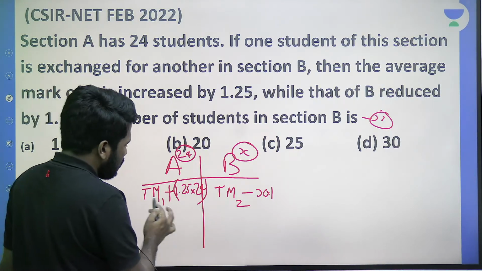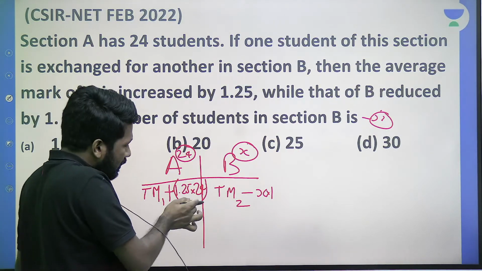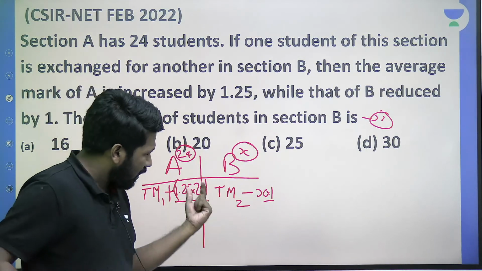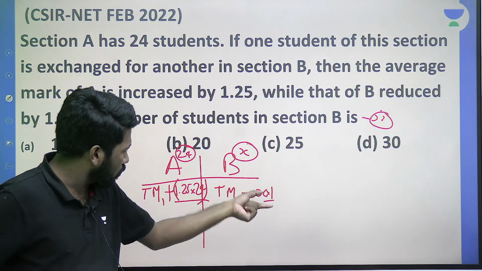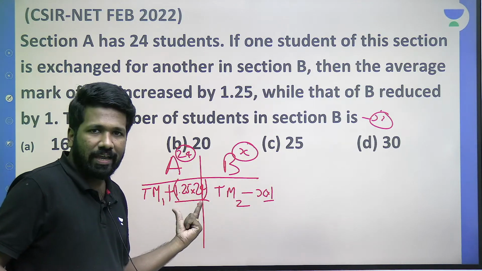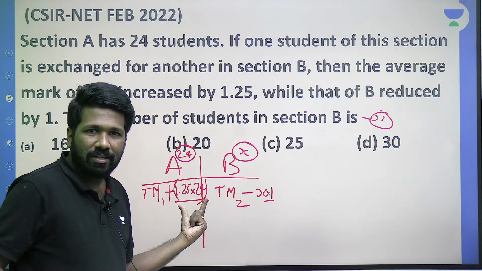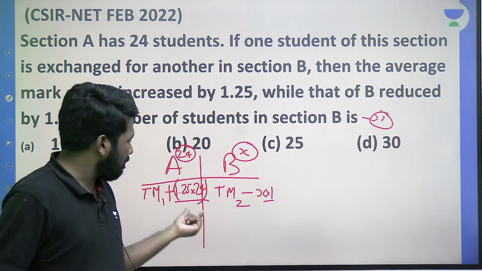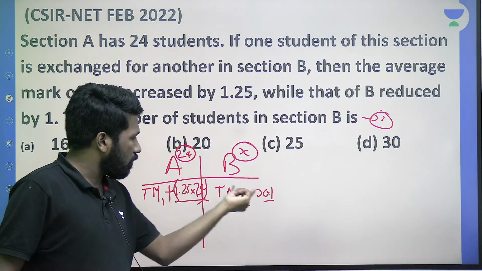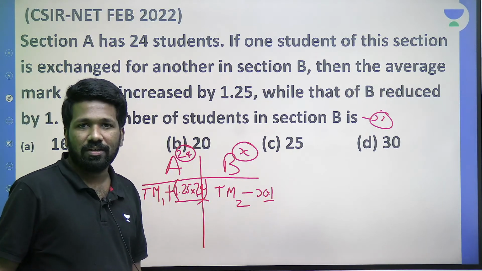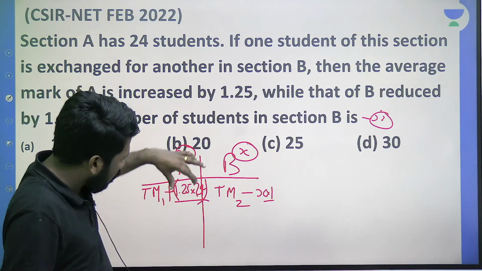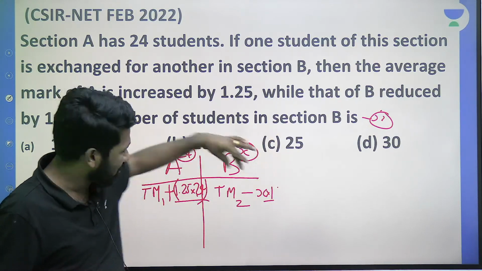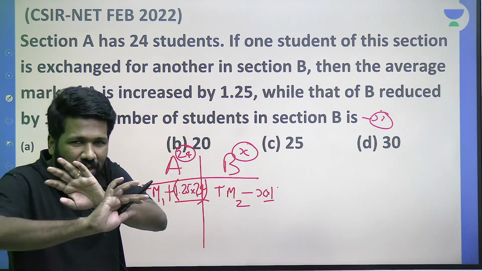So actually this total mark does not matter. The change is happening because of this. The reduction in mark of B is due to this addition in mark of A, because that was exchanged. It is not a new student introduced. That is why we can say this 1.25 into 24 and x into 1 should be the same. How much it was increased here, that much was reduced here, or how much reduced here, that much is increased here. Again, it is not a mathematical equation.